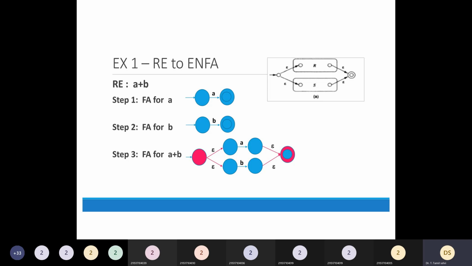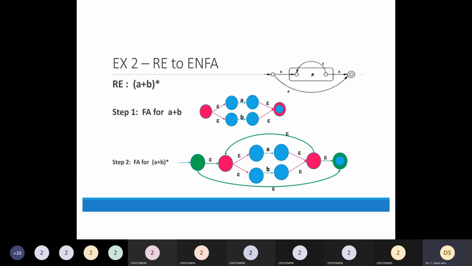Next you have to draw the FA for B, the same as for A. Finally you have to combine these into a single diagram. In this, plus is the union operator. Union means you can go either this way or this way while reaching the final state. From the initial state to the final state you reach either through A or through B. So this is the ENFA for the regular expression.